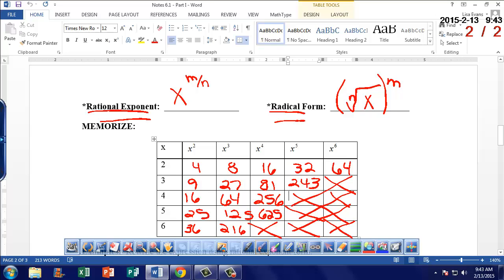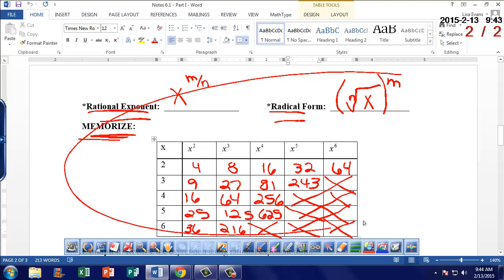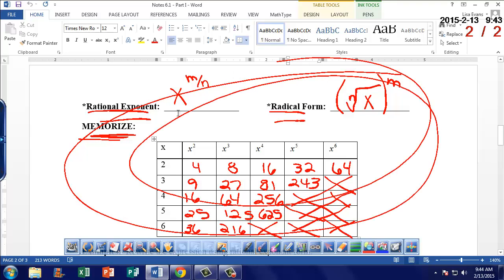Okay, so memorize all this stuff up here. Very, very important. I want you to highlight it, circle it, star it, whatever you need to do on your sheet. Okay, let's go ahead and take a look at the first example.